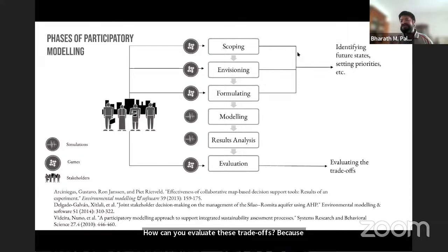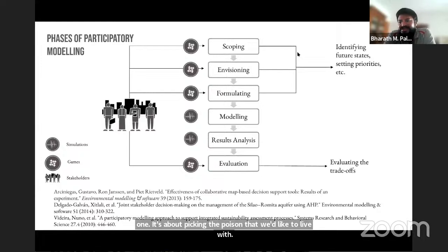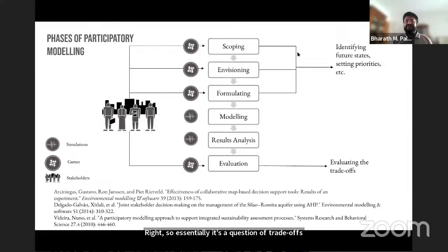Because without evaluation, it's not really a question. When I'm teaching the course on public policy, my favorite thing to say is, when choosing between different policy formulations, it's not really about which is the best one. It's about picking the poison that we'd like to live with. So essentially, it's a question of trade-offs. Every policy formulation that we choose will affect different sets of people differently, some positively and some negatively, right?